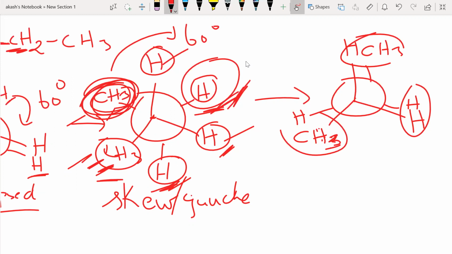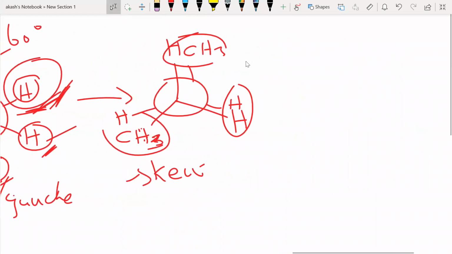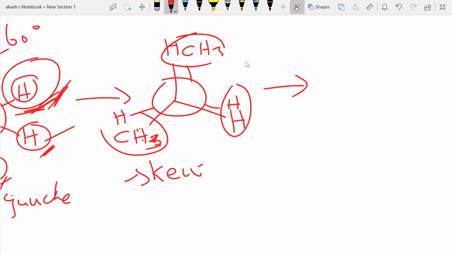So again, this structure is called a skew structure. Whatever is in between, I have only three types of things: eclipsed, staggered, and skew. That's it. Now I will rotate it by another 60 degrees. Guys, if you don't understand how I am rotating by 60 degrees, don't worry. I don't think they will ask you this question.